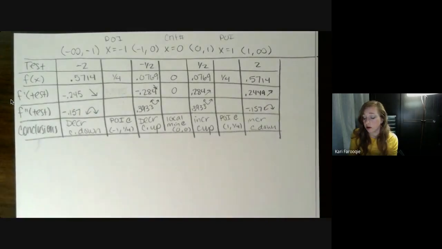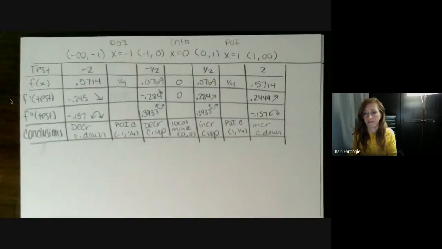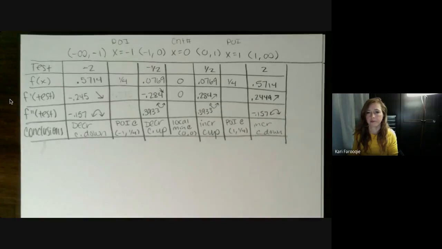That's our chart. We're going to use it now to graph the function. Before I do so, are there any questions on the chart? It's very important mostly to understand what goes in the chart: possible points of inflection, critical numbers, and any vertical asymptotes that you have that represent discontinuities.